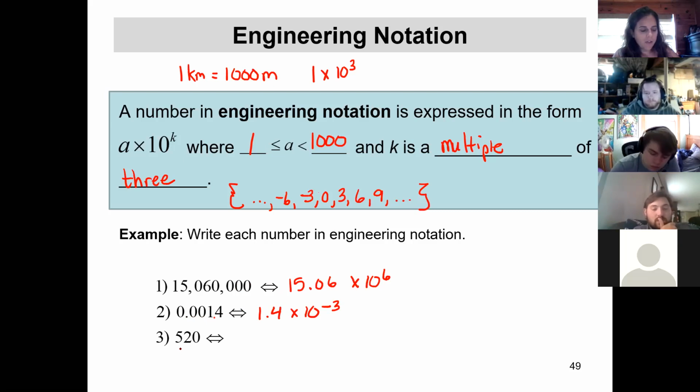Okay, and then 520. Well, I can't move 3 because then I'd make a number that's smaller than 1. If I move my decimal place, which is here, 3, because I can only move by 3s, it's not going to fit, because that A has to be between 1 and 1,000. So 520 will stay 520, but it'll be times 10 to the 0 power. Anything to the 0 power is 1, so this is going to be 520 times 1.